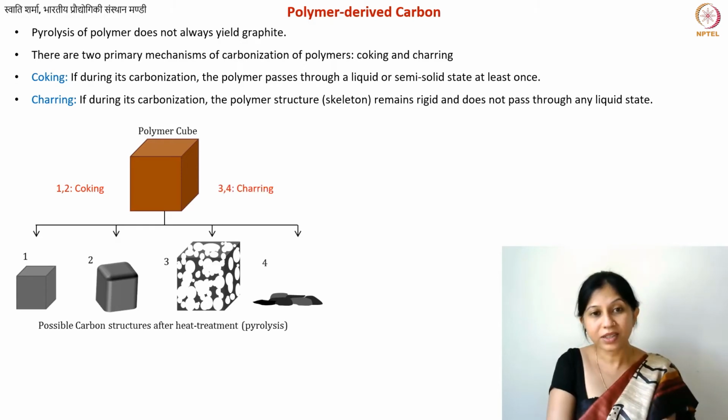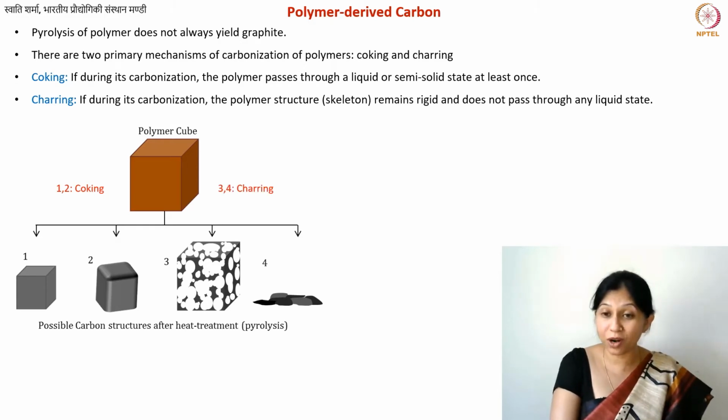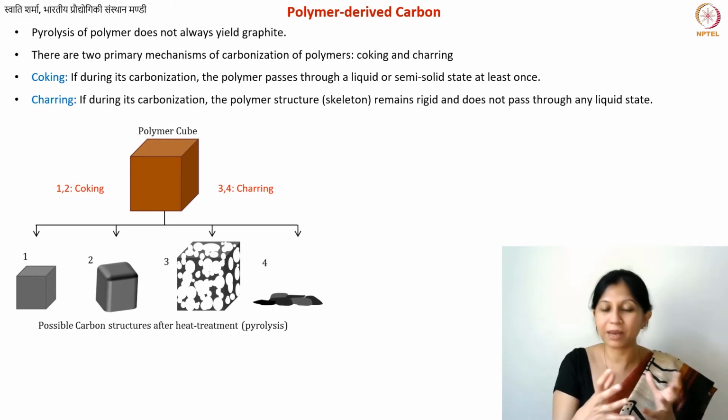Okay, now scenarios number 2, 3 and 4 are caused by charring. There you may or may not lose the structure. You may or may not get some shrinkage. But you will get a lot of porosity, and that is why your carbon will look very black. And now you can already imagine what properties you expect from these types of materials.